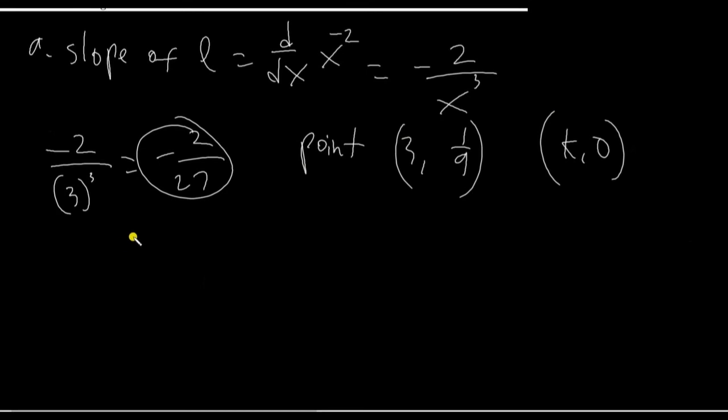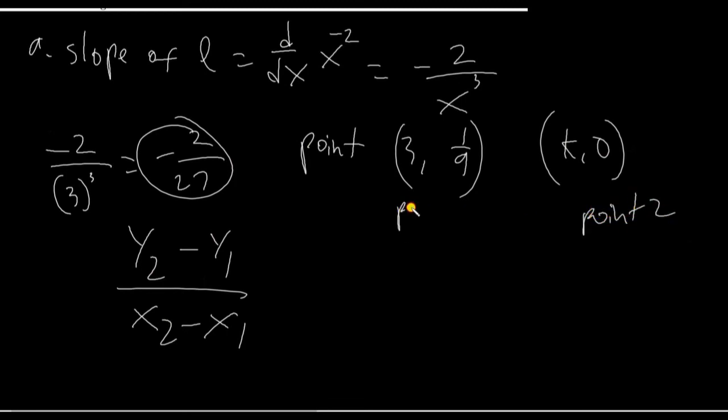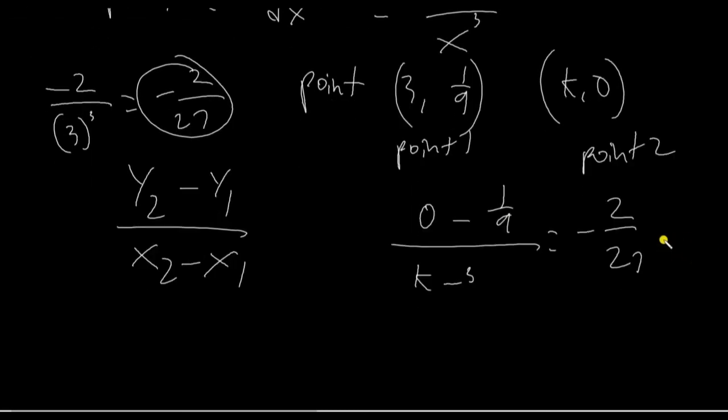So remember the formula y2 minus y1 over x2 minus x1 to find the slope. Well, we have our 2 coordinates, we have our slope. So we'll say if this is point 2, this is point 1, this is going to be 0 minus 1 over 9 over k minus 3 being equal to the slope, which is negative 2 over 27.